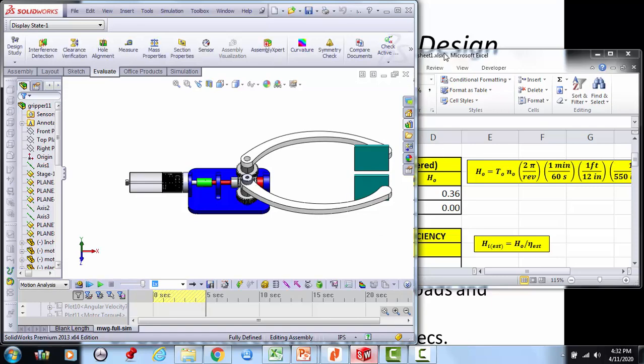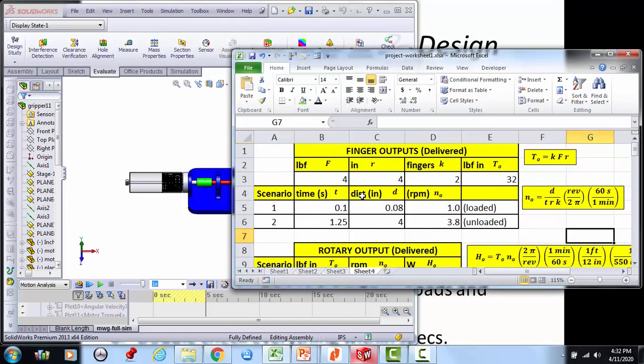There are two scenarios here in the design to consider. There's scenario 1 where it is loaded, that would be at the end of the grab, and then there's scenario 2 where you're really running unloaded before you even grab anything. So these are the scenarios that we're going to focus on. We want to move when it's unloaded a distance of 4 inches between the two fingers, and we want to do that in 1.25 seconds.